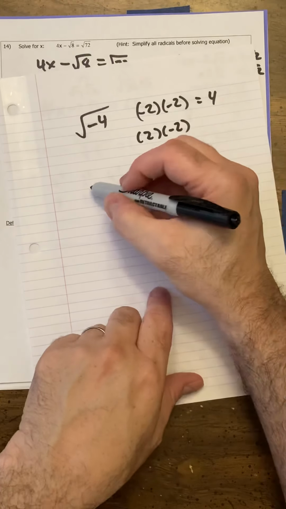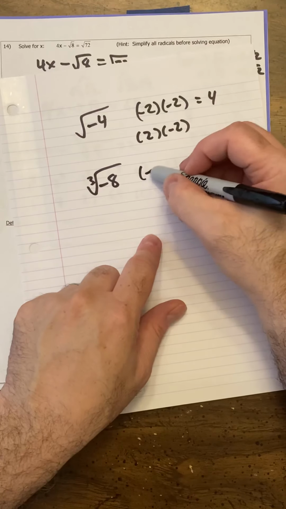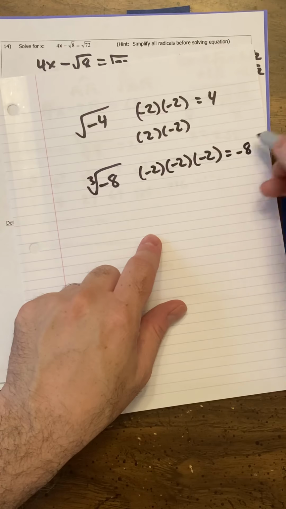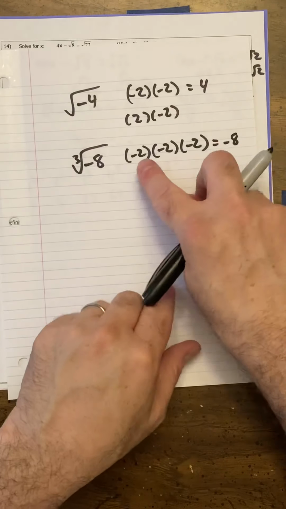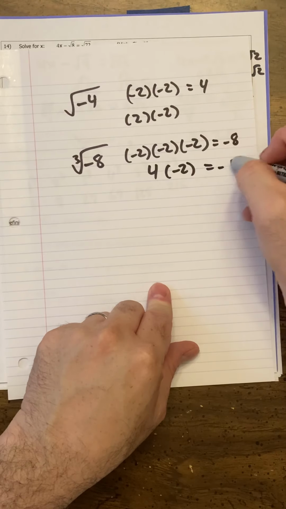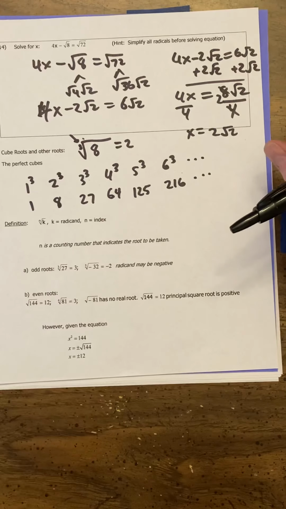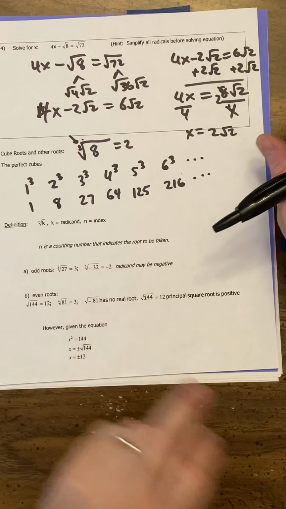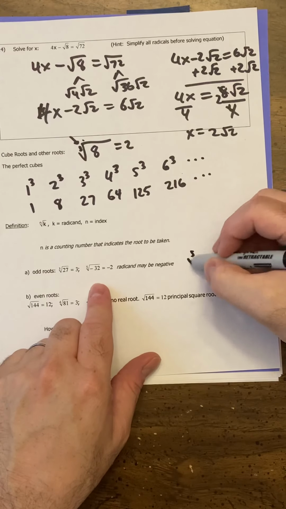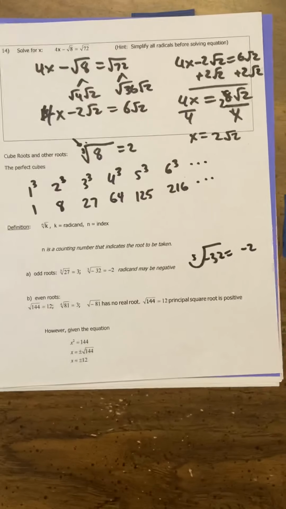But cube roots are different. We could do the cube root of -8. Because watch this. -2 times -2 times -2 is -8. If you want to convince yourself of that, do this. -2 times -2 is 4. 4 times -2 is -8. It actually works out. So you can take a negative cube root or a negative 5th root. Here, they're showing you that the 5th root of -32 is -2, and you can check that for yourself.